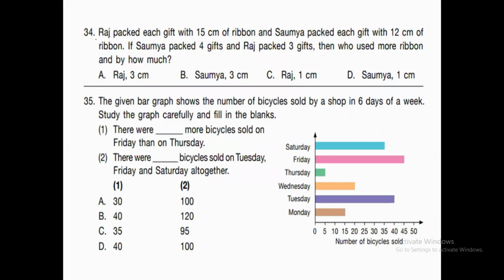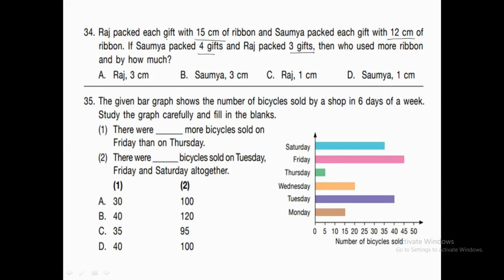Now, question number 34 is: Raj packed each gift with 15 centimeters of ribbon and Soumya packed each gift with 12 centimeters of ribbon. Now, if Soumya packed 4 gifts and Raj packed 3 gifts, then who used more ribbon and by how much? Okay.